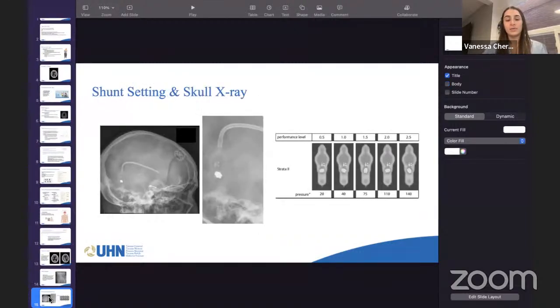And then we also will do a skull x-ray, especially for the programmable shunts. As you can see on the left, this is a picture of the shunt and the setting, and on the right goes through all the different settings. Mary's was set to 2.5, which is on the far right here. The performance levels are at the top, 0.5 to 2.5. The higher the performance level, the more pressure and less CSF it's draining. So if you wanted to increase your drainage, you would decrease your performance level.